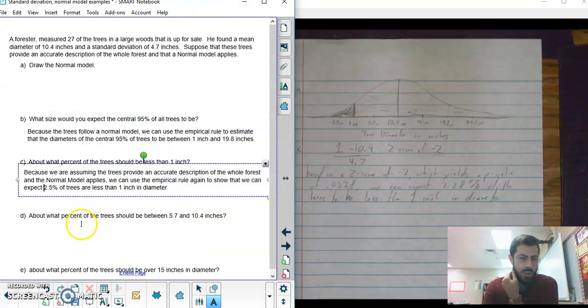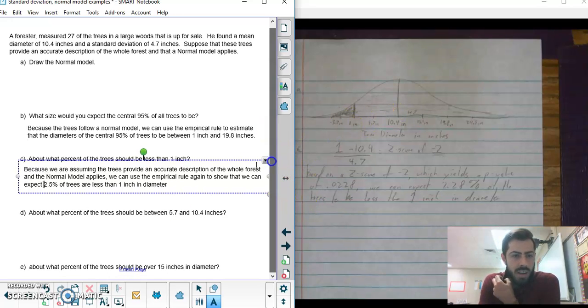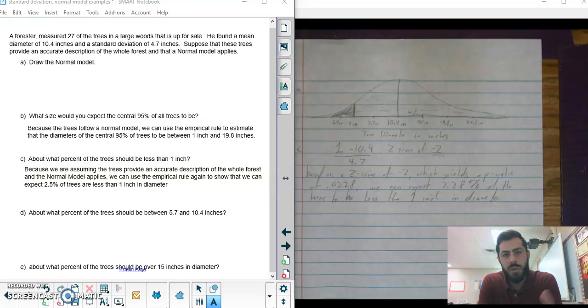Another way to do it, which I'll show on part D, because again, you can do the same thing here with 5.7 and 10.4 inches. That would be half of the 68, but actually this should be pretty straightforward. I'm going to let you work out part D. I'm going to pause the recording. I can't pause the video from your end, but pause the video, see if you can figure out part D on your own.